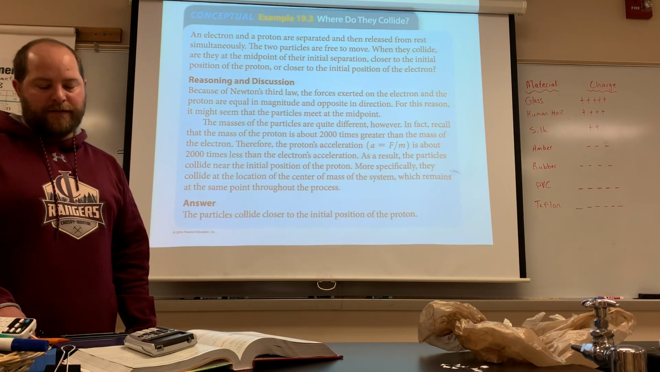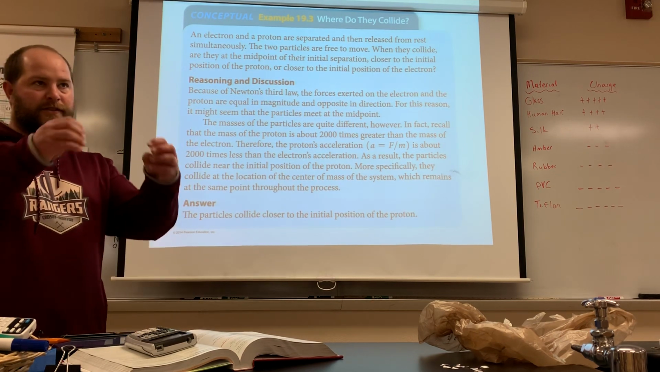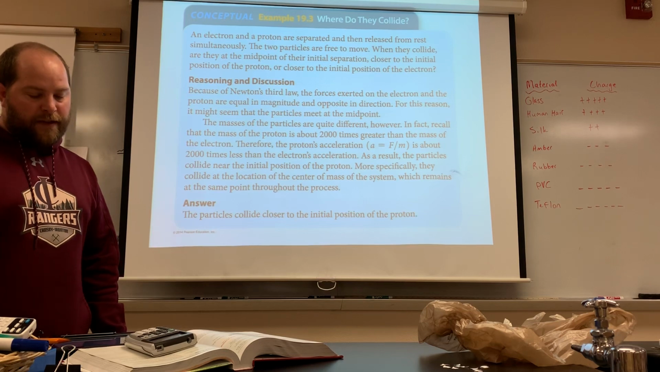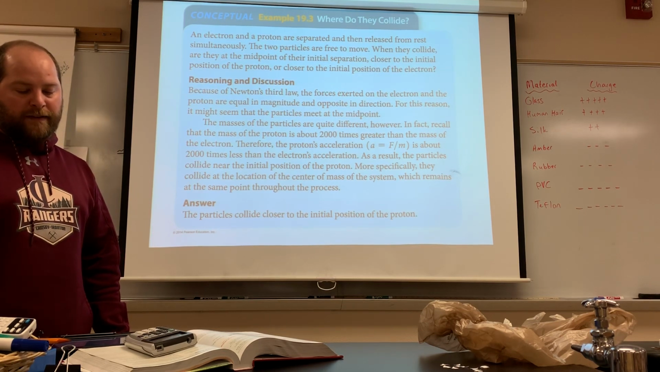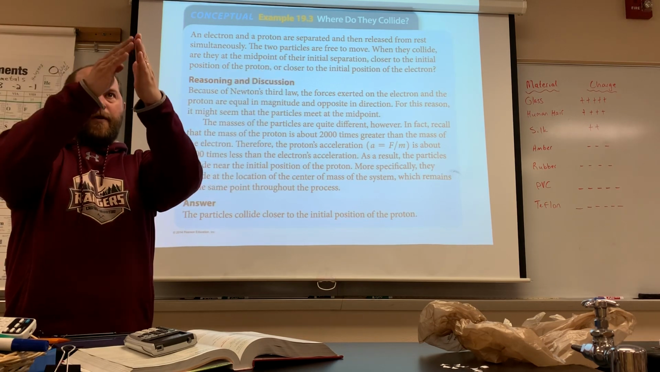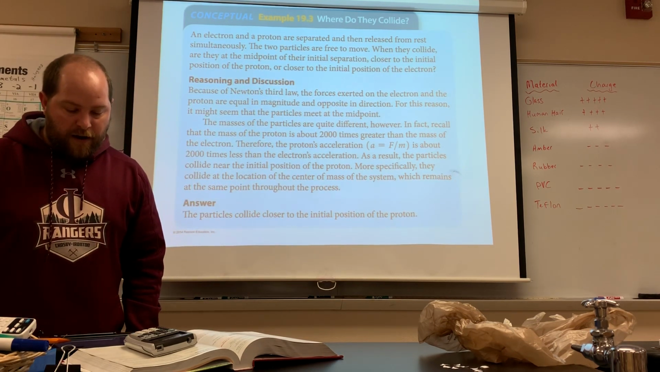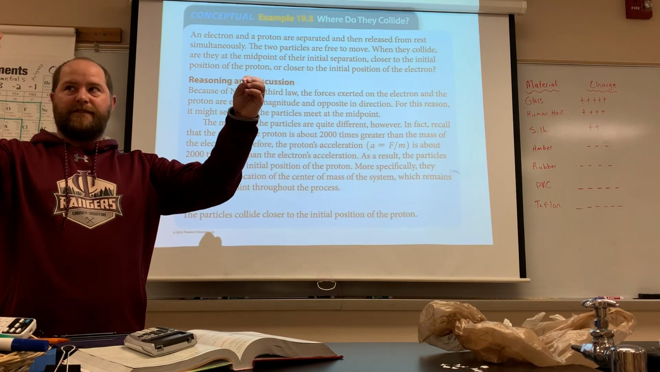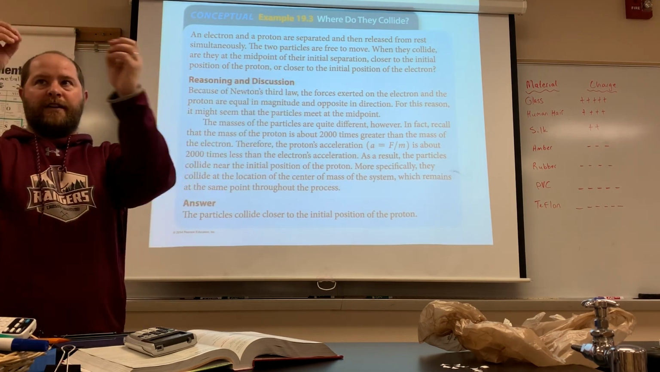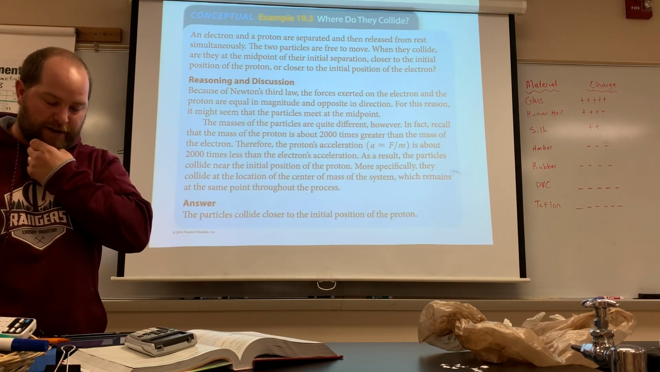The two particles are free to move. So you go like this and then release those particles. Are they at the midpoint of their initial separation? Let's say you release them and then boom, they meet right here. This is the proton, this is the electron. Are they going to meet closer to the proton, or closer to the electron?